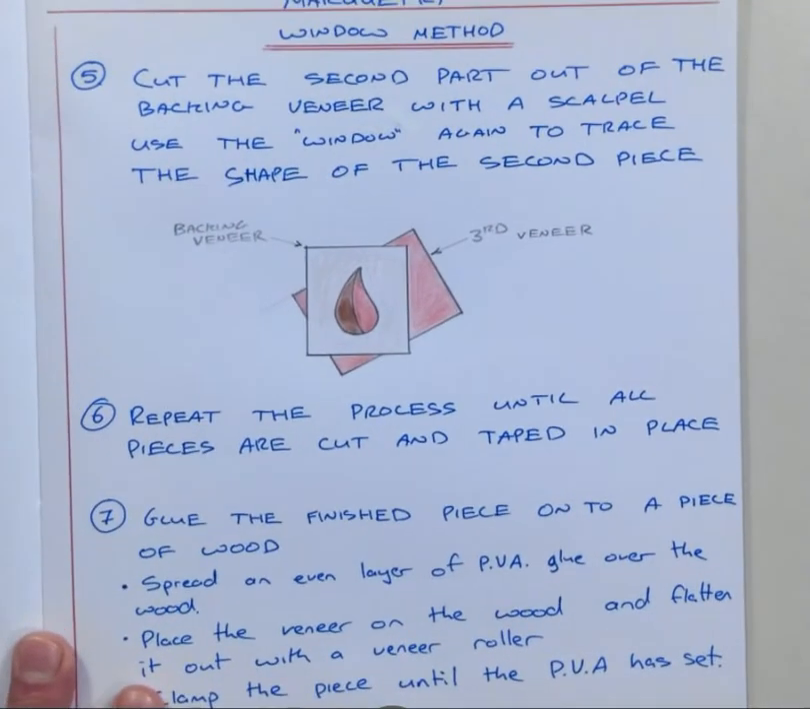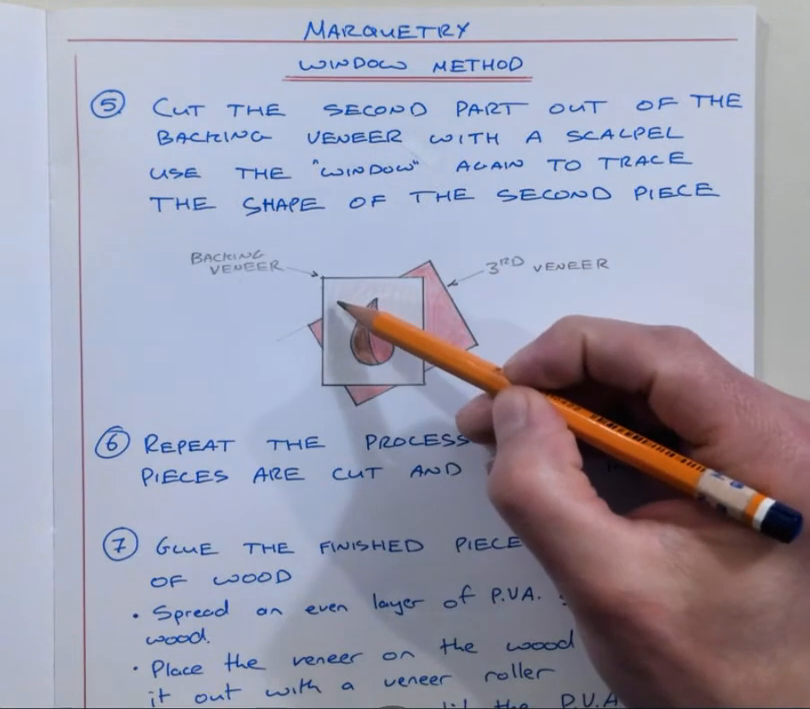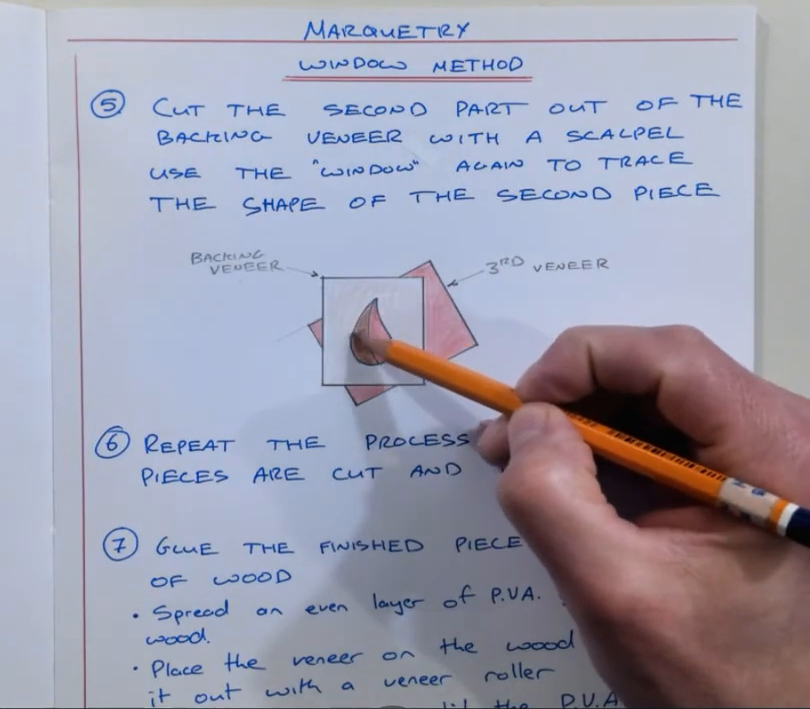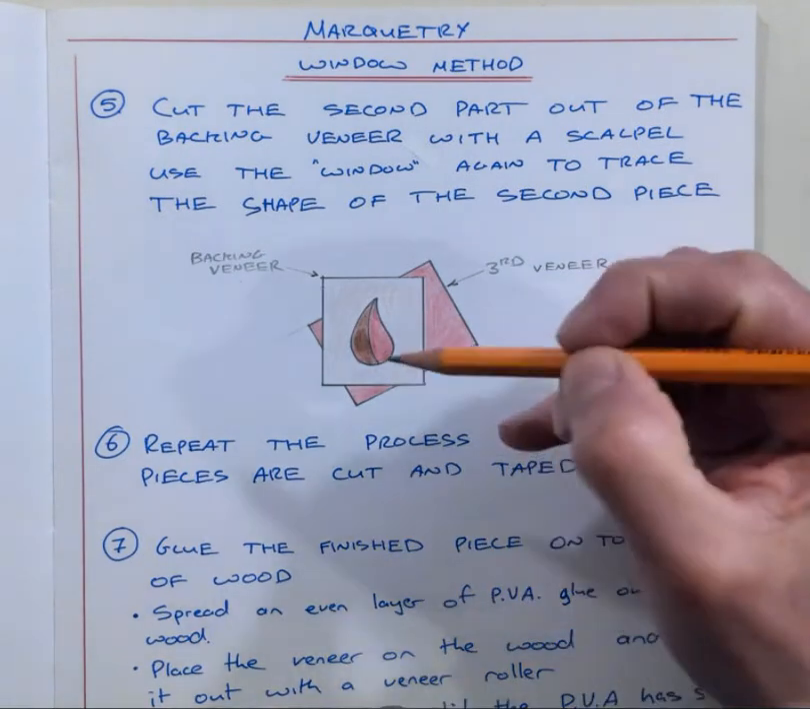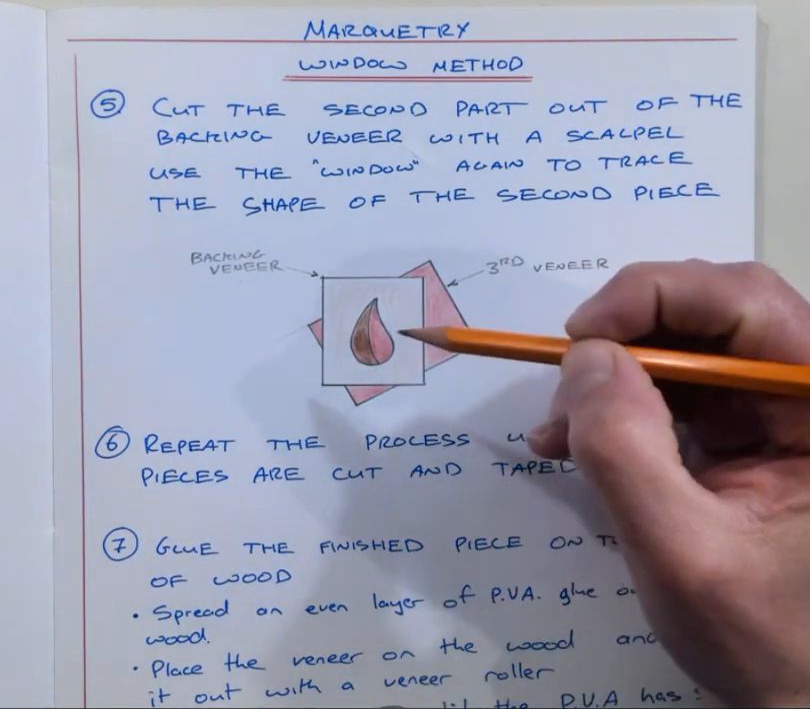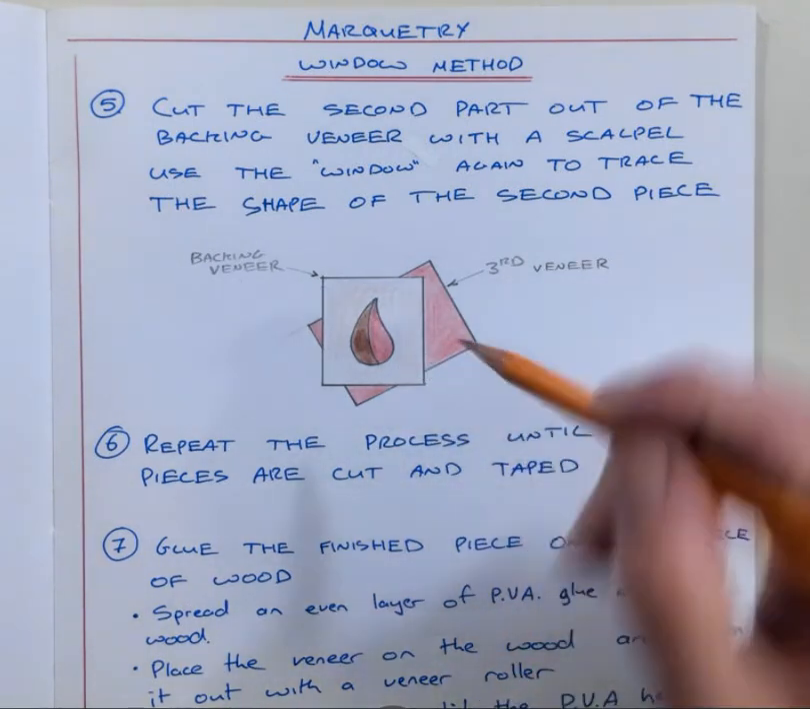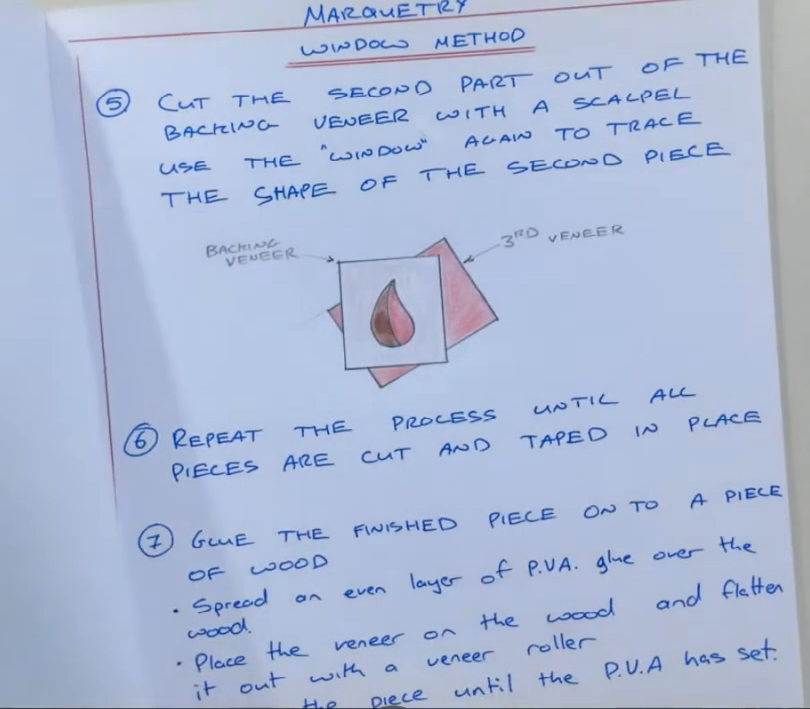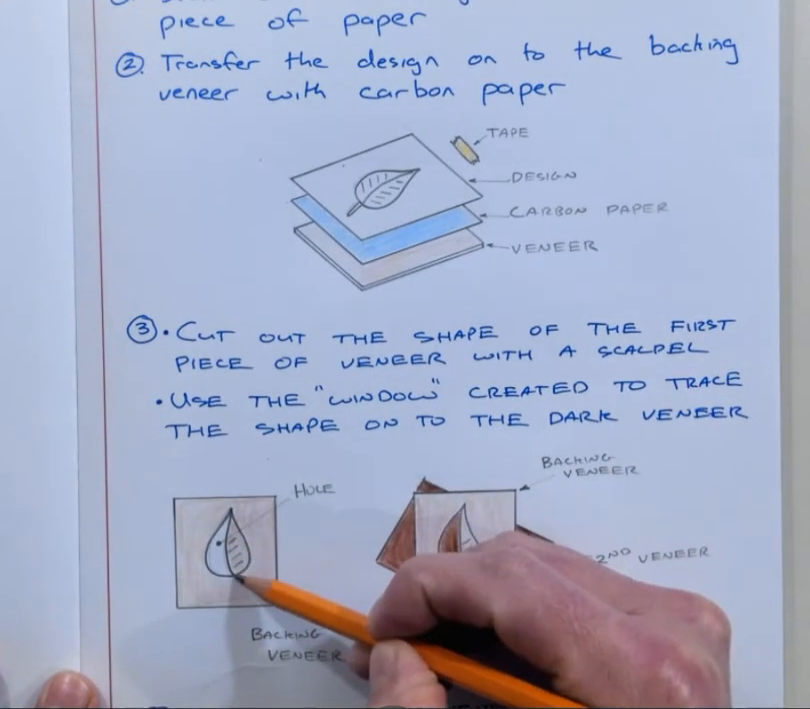Step 5 then, I come along. I've the backing piece and I've my first piece of veneer taped in place. I go and cut out the second half of the design. So I've cut out the right hand side of the design now. So if I go back to my first page, sorry, I'll be cutting out this piece of the design now.